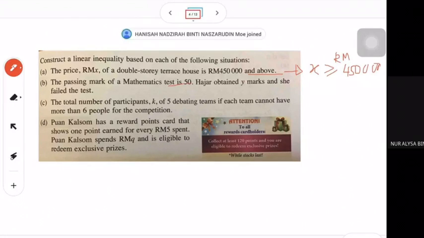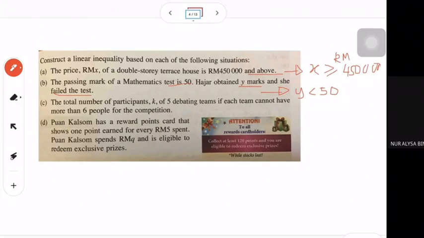Okay. B. The passing mark of mathematics test is 50. Hajar obtained Y marks and she failed the test. So how much did Hajar get? Less than 50. Hajar's marks are Y. Y is less than 50.